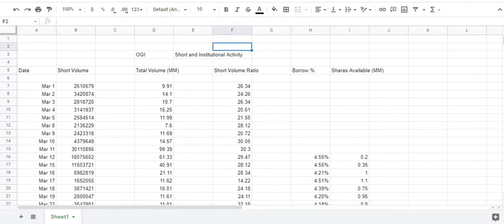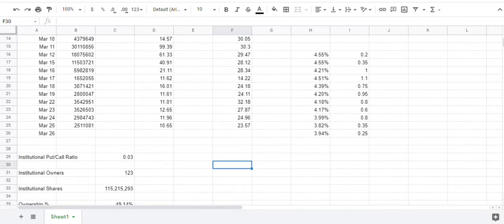If we look at the short institutional activity, yesterday was average. It was 23.5%. You can see here that's fairly average. You do have a few high days, but normally you're in the mid to low 20s.